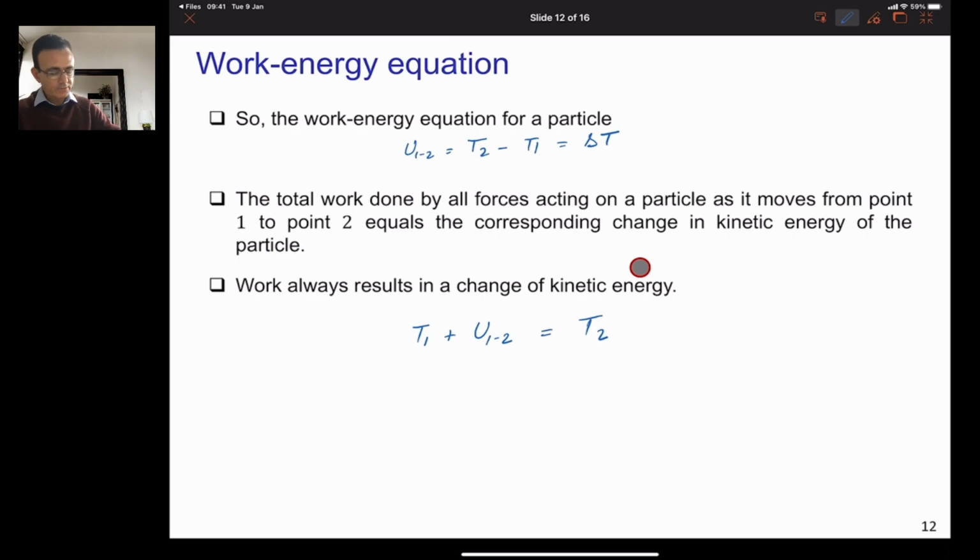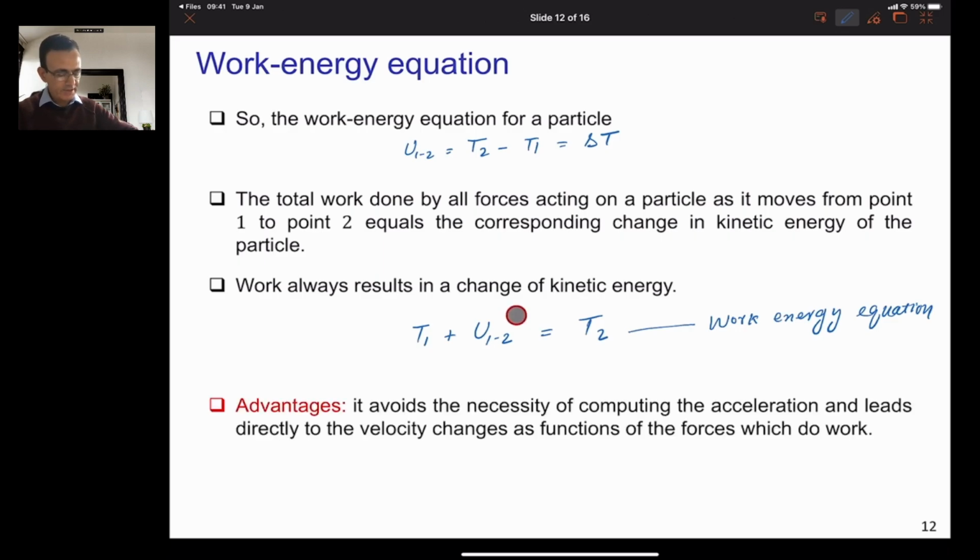Okay, so now this equation is what we call the work energy equation, or the work energy principle. And you will be using this equation to solve numerical examples. But again, the question here is why we need this equation, and why we don't want to use Newton's second law to solve the problems directly.